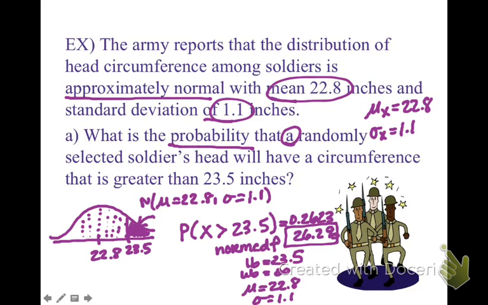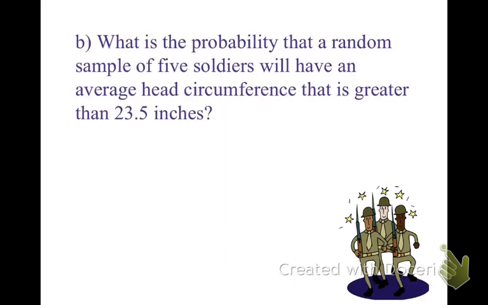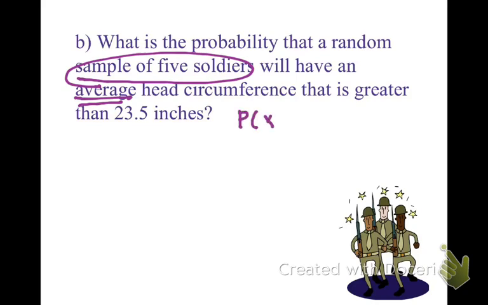So let's take a look now at how that normal calculation, finding the value of a particular X in a normal distribution, differs for a sampling distribution. Now we're going to find the probability that a random sample of 5 soldiers will have an average head circumference that's greater than 23.5. What I'm really looking for now is what's the probability that X bar, a random sample, has a sample average or a sample mean that's greater than 23.5.